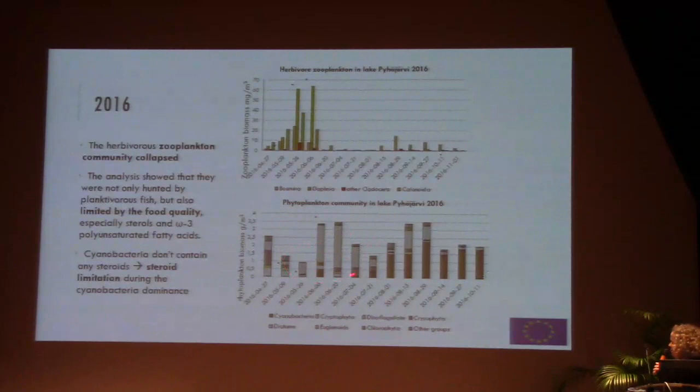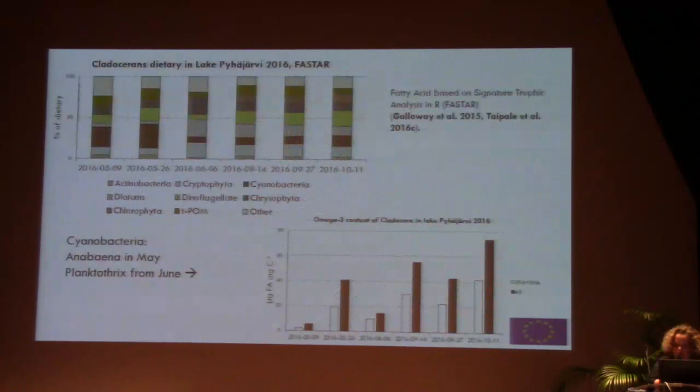And as you can see, early spring, in summer, June, July, the phytoplankton community was dominated by diatoms, and then the cyanobacteria, here in darker green, became dominant from the beginning of August. But surprisingly, when we look at the cladocera diet, this is based on fatty acid measurements, and this kind of FASTAR model has been used. You can read about these publications if you want to learn about it.